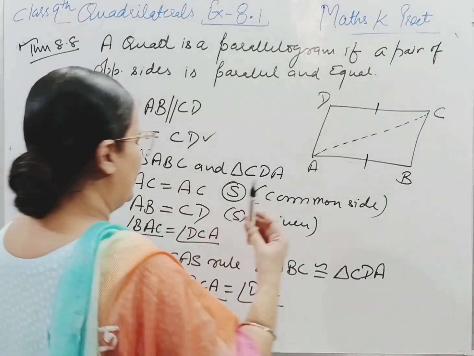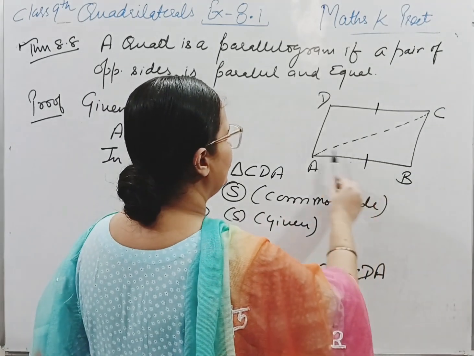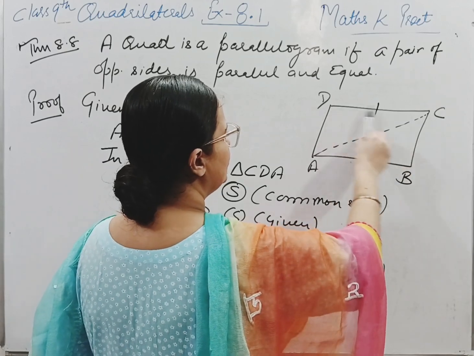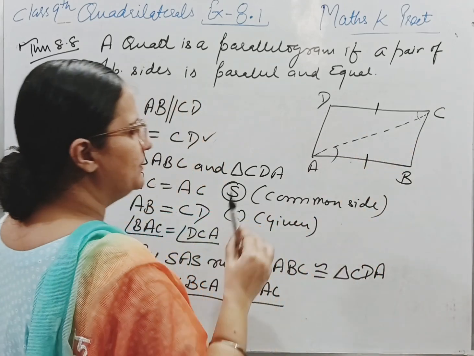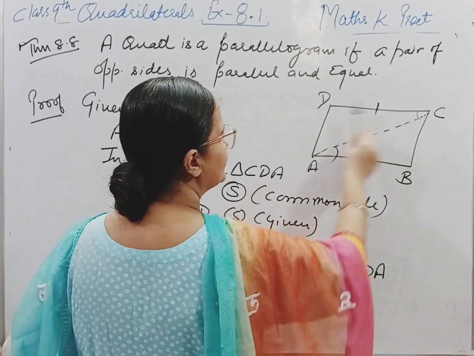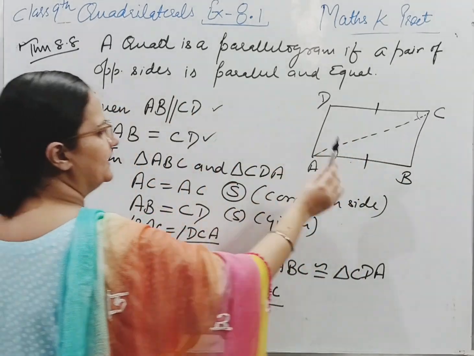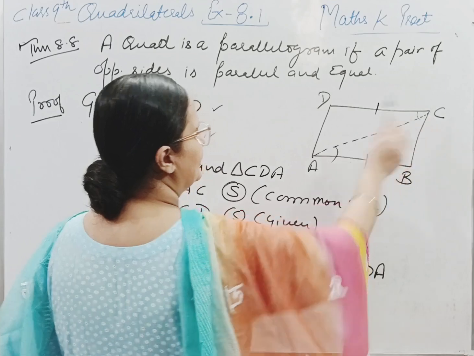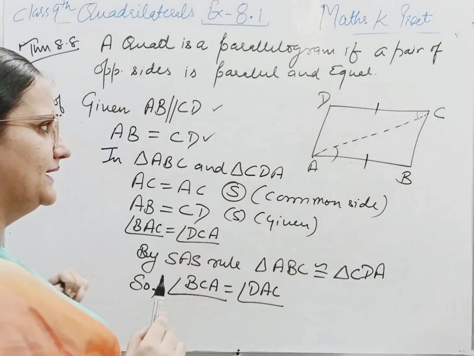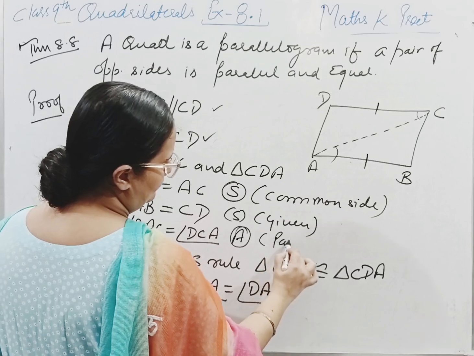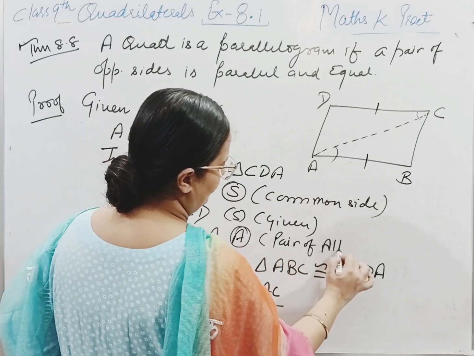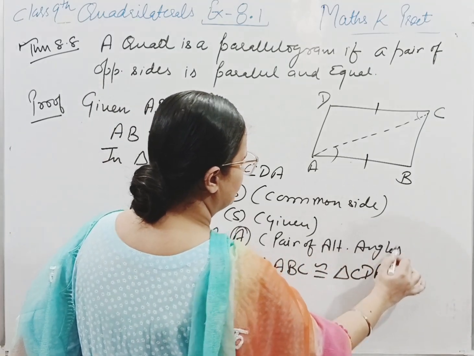And what else? Angle BAC is equal to DCA. This angle is equal to this angle. How? Because AB is parallel to CD, this is given to us. When two lines are parallel and intersected by a transversal, then a pair of alternate angles are equal. So I can write, pair of alternate angles, so these two angles are also equal.